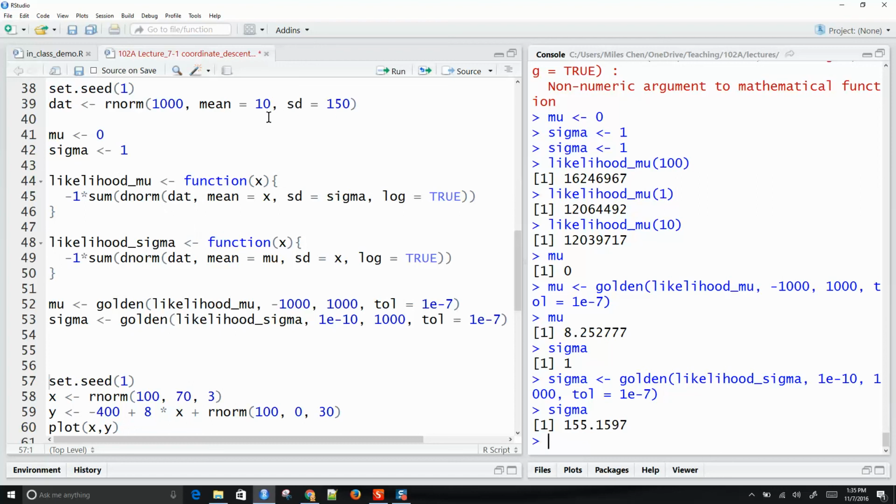And then basically I would just iterate going back and forth. I would run this again. I would say, okay, update mu again, just running this.